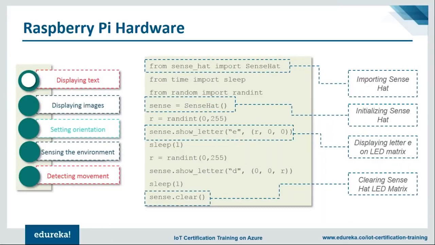Then I'm using a sensat function, which is show letter. I'm specifying which letter it needs to show, and I'm specifying the color combination. So these are the RGB values present here. It's going to show the letter E with a random color input. Then it's going to sleep for 1 second, generate a new random integer, and then show D. Again it will sleep and then it's going to clear. Let me show this to you practically.